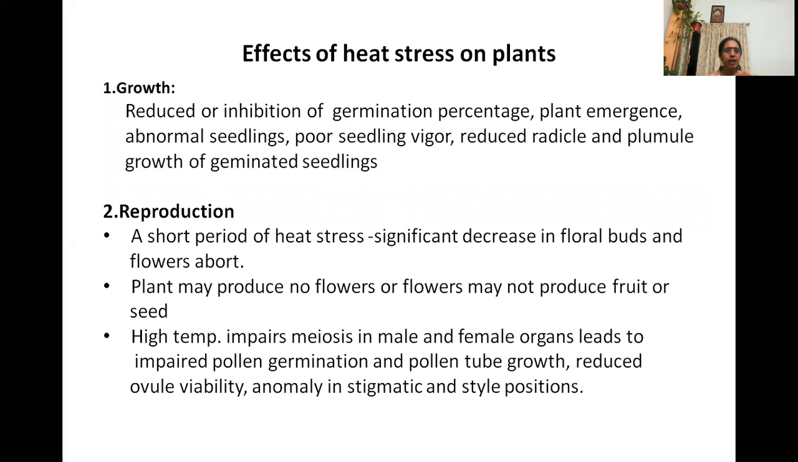And once the plant assumes the normal growth, or when it comes to a normal level, then also there is reduction in the growth. Next is reproduction. A short period of heat stress is actually significant to decrease the number of floral buds, and sometimes heat will make the flowers abort. What happens when the flowers abort? The seeds are not set.